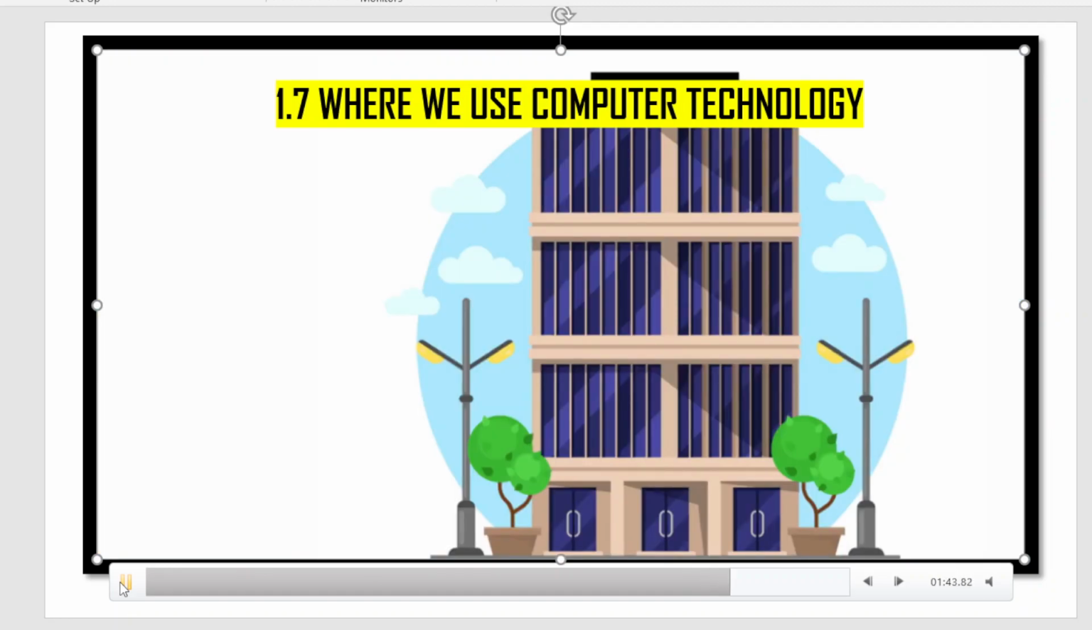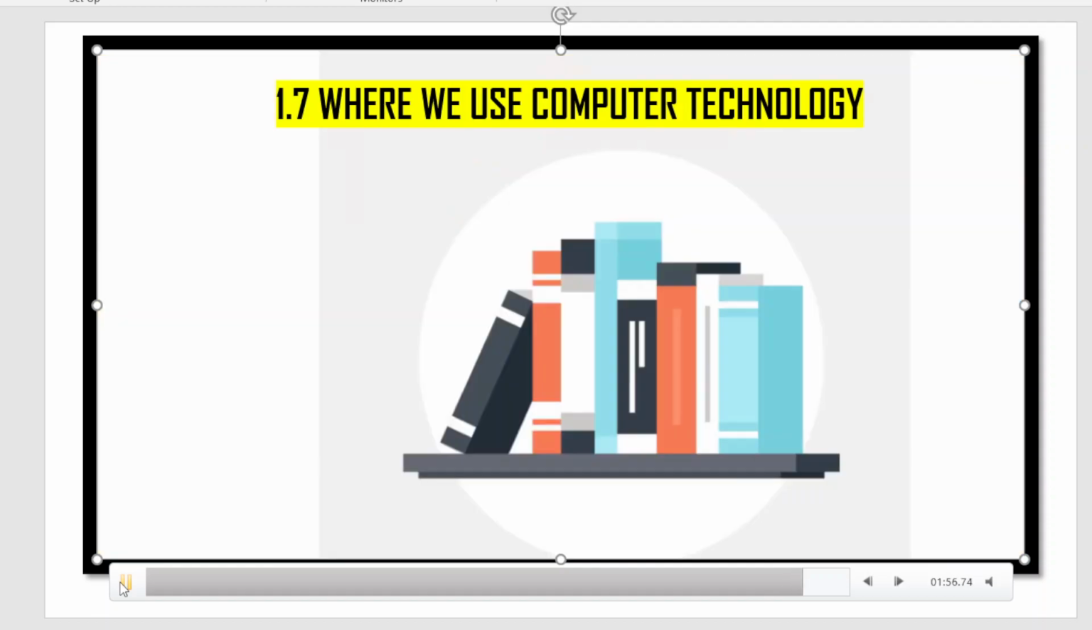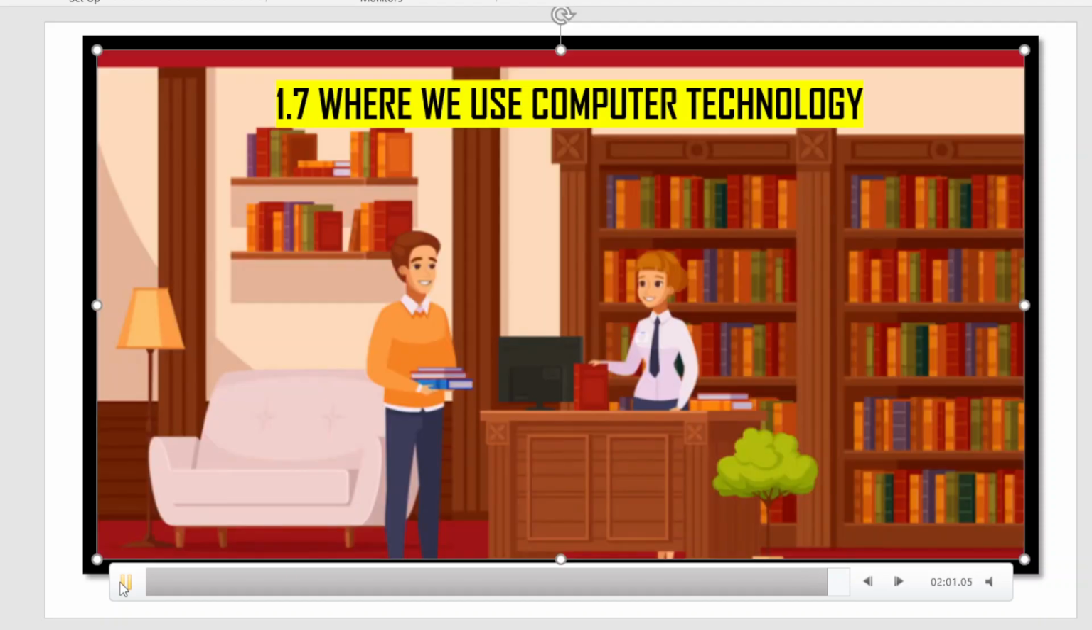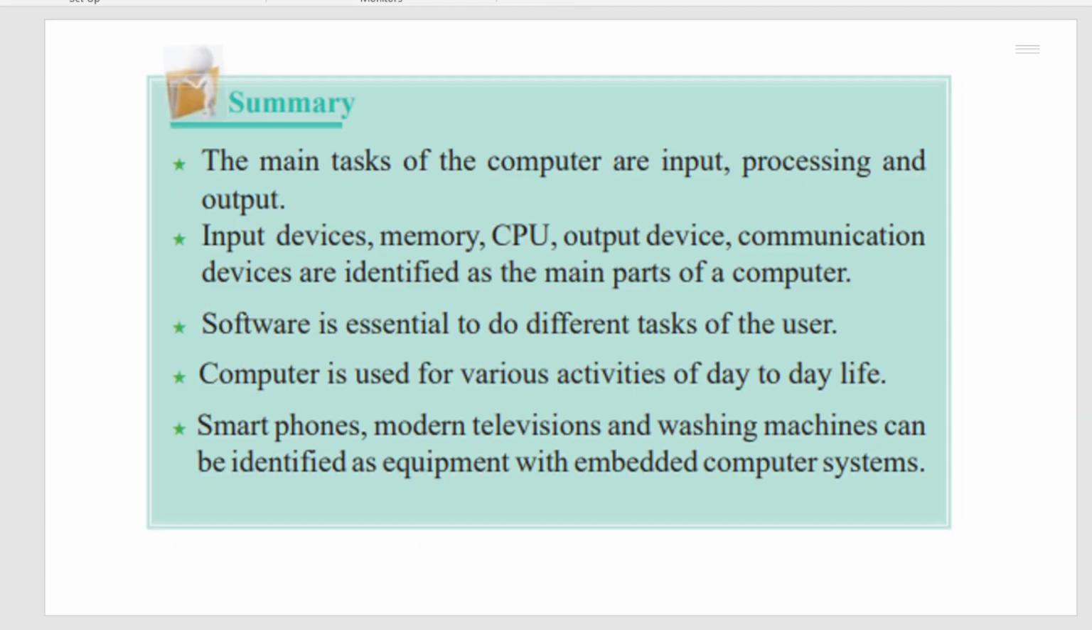And also in offices, computers are used to type letters, record transactions and also to communicate with others using emails, social media and those kinds of things. When we take libraries, computers are used to keep records of the books and library members. And here I have given a summary of this chapter.